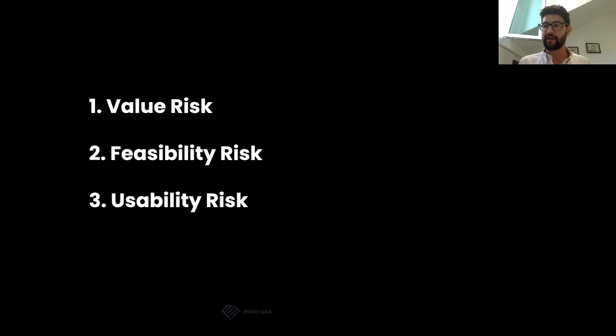2, feasibility risk. Can we deliver on our promise? Do we have the time and skills? If we're building a digital or complex physical product, do our engineers have the time, skills, technology? Do we have the capital to make that happen, to bring in the right people? And finally, usability risk. Is it too complex and confusing to get to the core value?